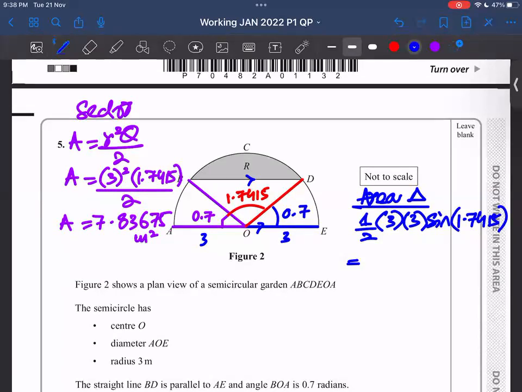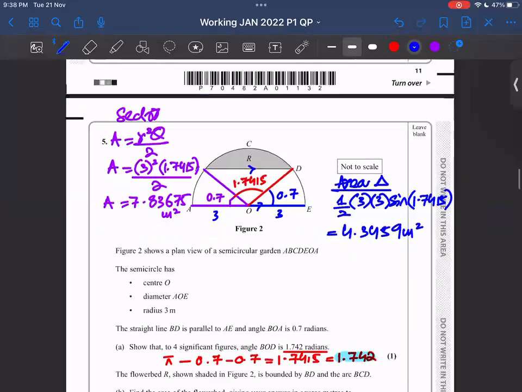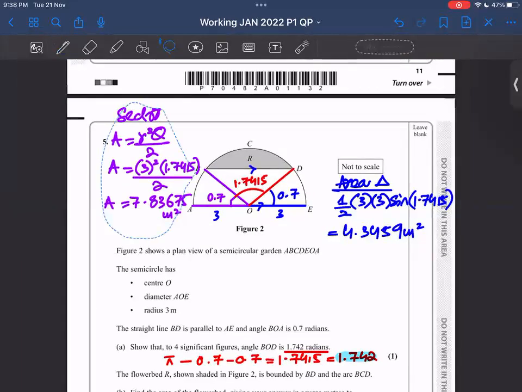The calculator should be in radian mode because you are putting the angle in radians. Sine of 1.7415 gives 4.3459 meter square. I'm going to subtract these values: the area of the sector minus the triangle area. So I'll get the area of the flower bed.